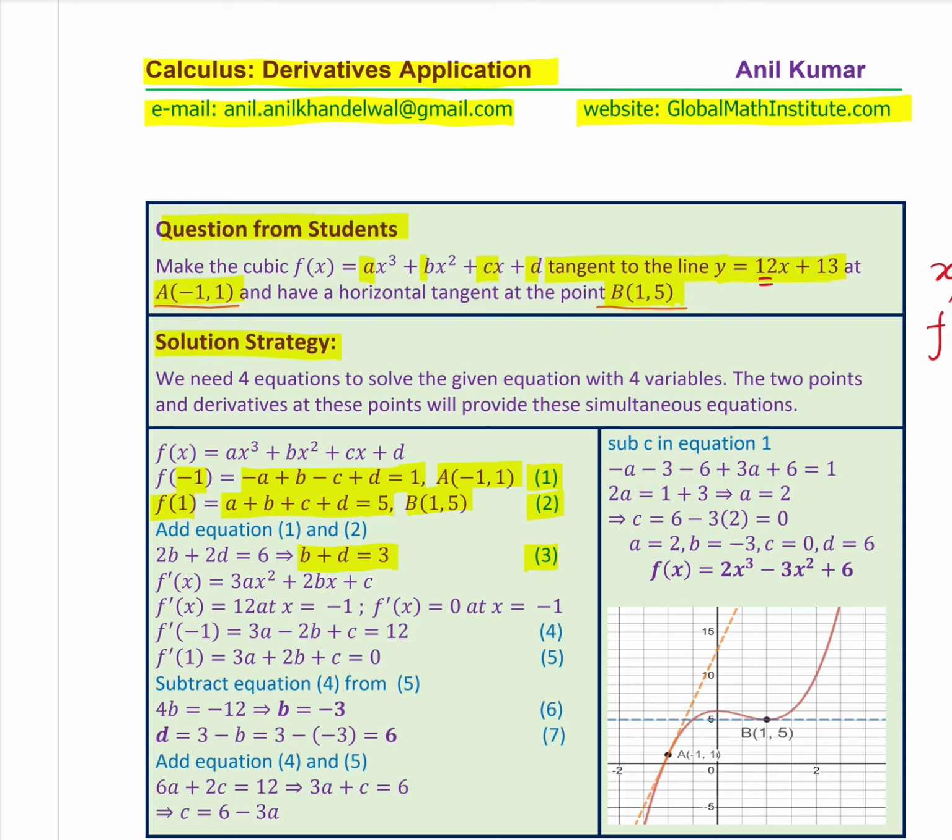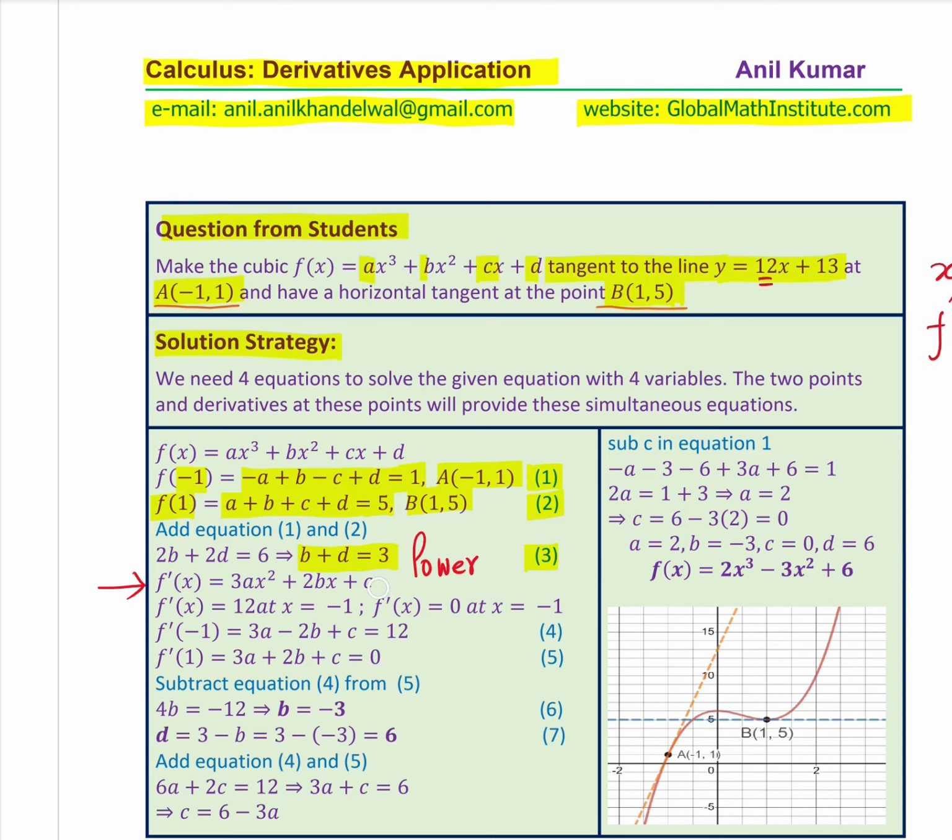So that means let's find the derivative of the function. So we found the derivative of the function using the power rule. Simple as that. Ax cubed gives us 3ax squared, bx squared gives us 2bx, cx has a derivative of c, and the constant d has a derivative of 0. So we have eliminated d from this particular equation.